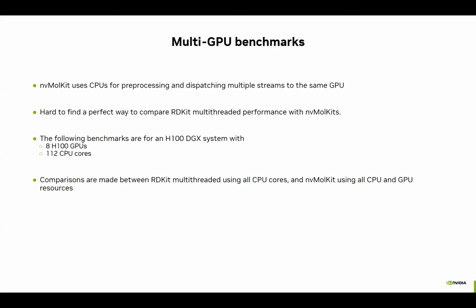A quick note about the benchmarks here. Since we're multi-threading and RDKit can multi-thread, it's a little bit tough to come up with a perfect example for a benchmark. What we ended up with is running on one of our H100 DGX boxes. It's got 112 threads and 8 GPUs. So the benchmarks I'm going to show for this and the next section are RDKit with all those CPUs parallelized versus us with all those CPUs plus our GPUs on top.